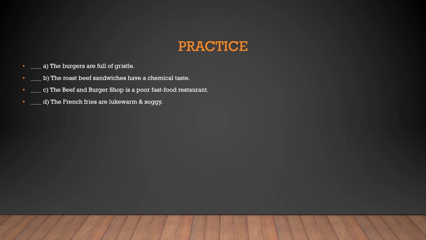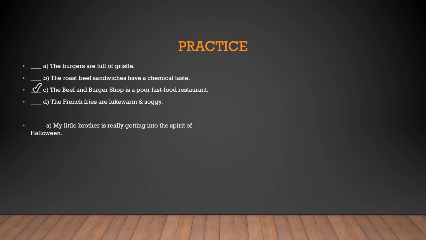looking for here. So one of them is the point or main idea, and the rest of them are the supporting details. So in this particular instance, the Beef and Burger Shop is a poor fast food restaurant. That is the main idea of all this. It's the opinion or the statement that's being made concerning the entire story. It's what the audience is supposed to take away. And all the other details are evidence to suggest that this is a horrible fast food restaurant. You don't want to eat at a place where the burgers are gristly, the roast beef sandwiches have a chemical taste, or the French fries are soggy.